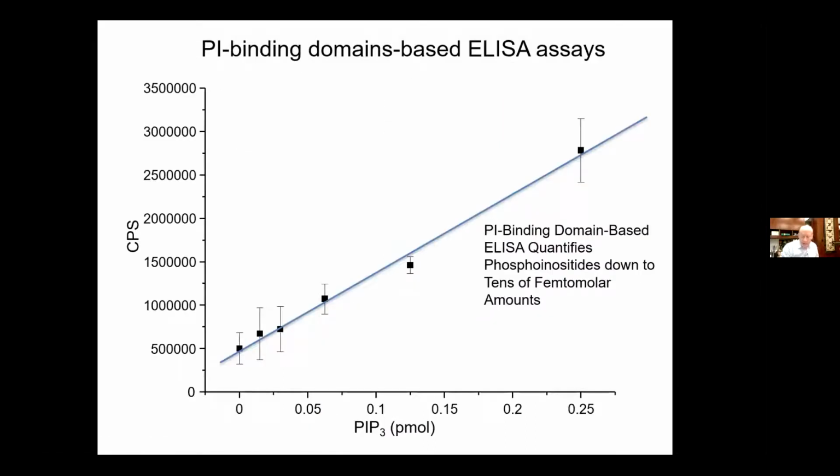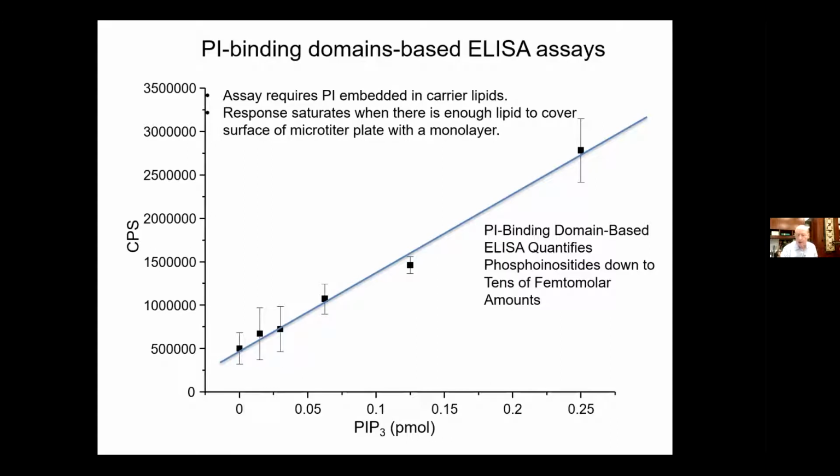The assays that we carry out, the ELISA assays for this, are very sensitive. We can detect phosphoinositides down to the range of tens of femtomolar by using the ELISA assays that Feng has developed. These are best done when the PI is embedded in carrier lipids, which they usually are because we just extract all the acidic lipids from the preparations that we make of rod outer segments or total retina. And you only need enough of the lipids to cover the bottom of a microtiter well, a single molecule thick monolayer. That's all you need. If you put more than that, the signal saturates. And we can detect as little as 0.001% of total phospholipid.